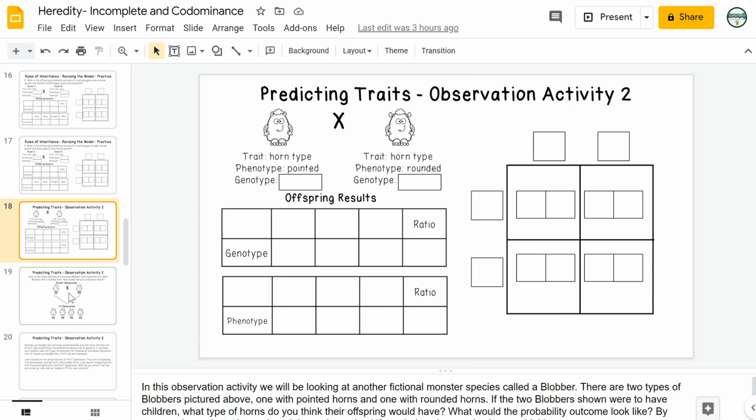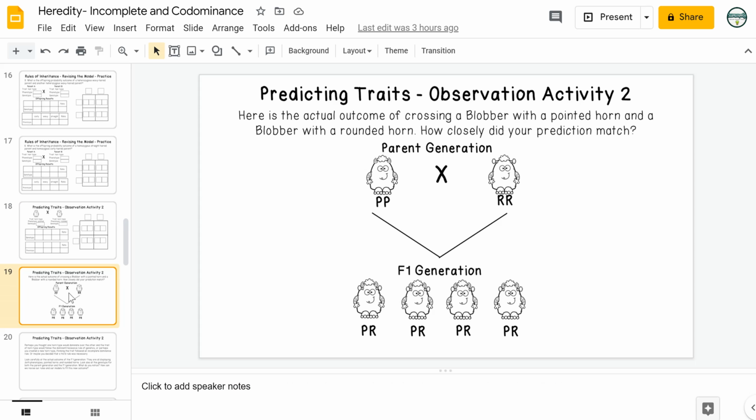Okay, then the second part of this is looking at codominant traits. So in this case, again, we've got an observation activity, and now they're already thinking, okay, sometimes we get to revise the models and think differently about things, so that might drive them to have new ideas. So here we have, again, a fictitious monster species, one with these little sharp horns and one with these rounded horns. And then here are their offspring.